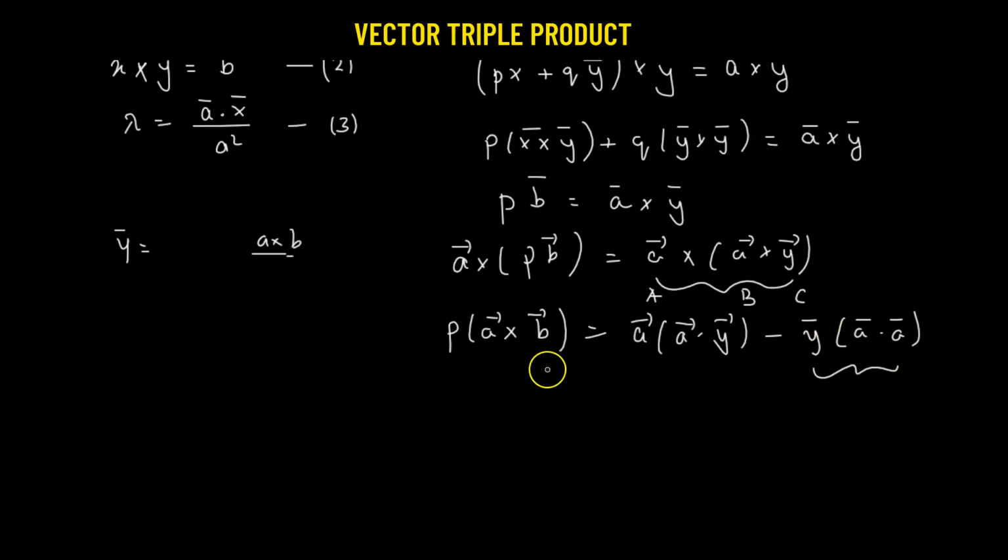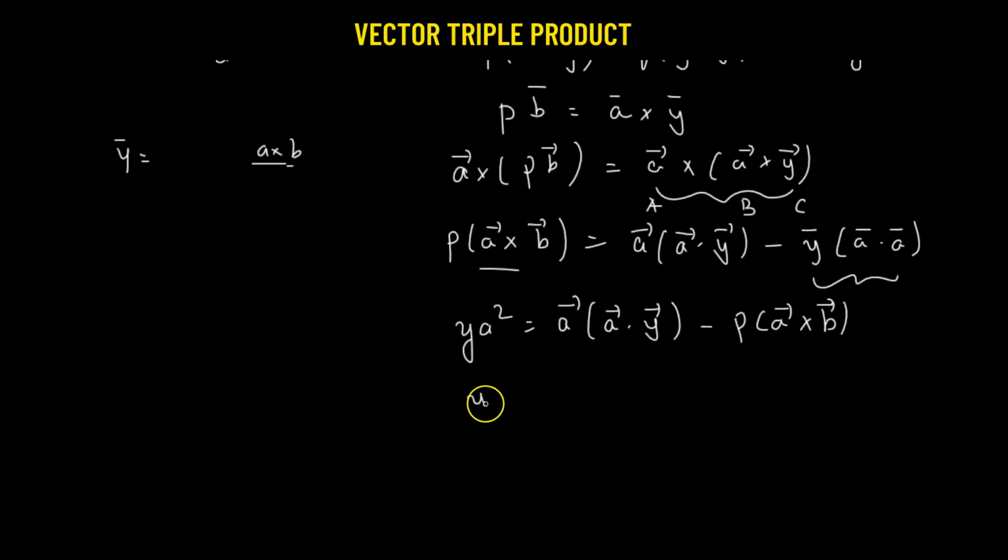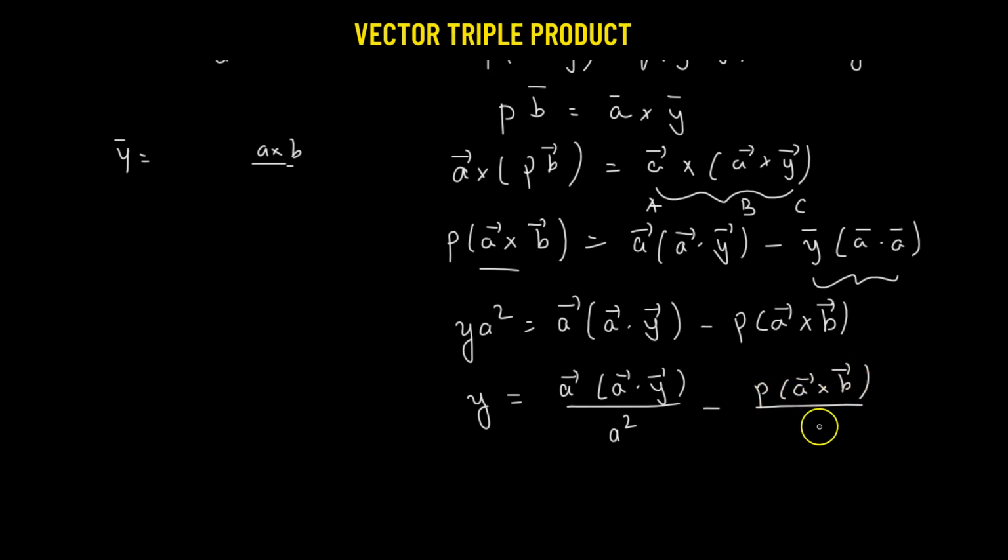So let's bring this to the left hand side. We have y times a dot a, which is simply a squared, and we'll take the rest to the right hand side. So we have a vector multiplied by a dot y, minus p times a cross b. Now we'll divide both sides by a squared. So y will be equal to a vector multiplied by a dot y divided by a squared, minus p times a cross b divided by a squared.